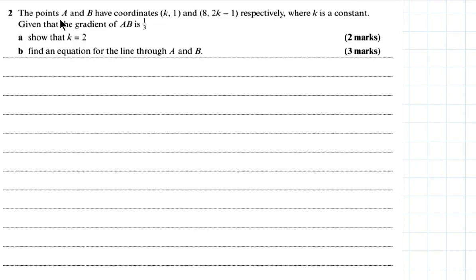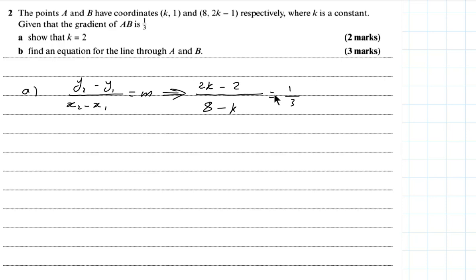Okay. Question 2. The points A and B have coordinates (k, 1) and (8, 2k minus 1) respectively, where k is a constant. Given that the gradient of AB is 1/3, show that k equals 2. Okay, piece of cake, of course. We can apply (y2 minus y1) over (x2 minus x1) is equal to m. y2 here is 2k minus 1 and then minus 1. So we can write -2 over 8 minus k is equal to the gradient, which is 1/3, right?